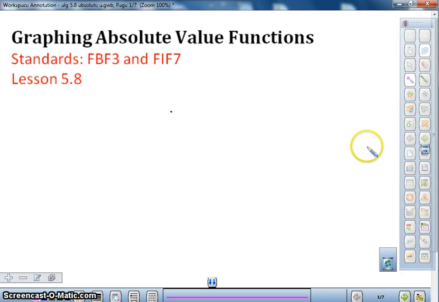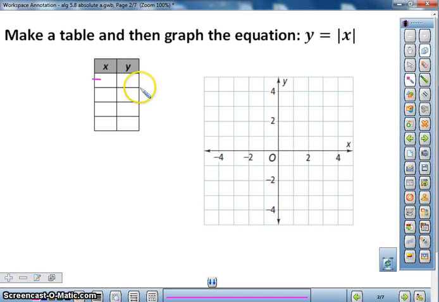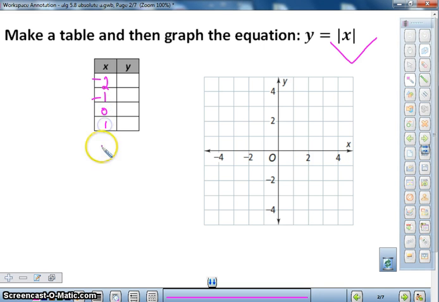We are looking at graphing absolute value functions. Now I know earlier this year we did some graphing of absolute value functions. We know if it's absolute value, it's going to always have that V shape. Earlier we picked values -2, -1, 0, 1, and 2. And when we substituted in, we always got positive values. And we had 2, 1, 0, 1, and 2.